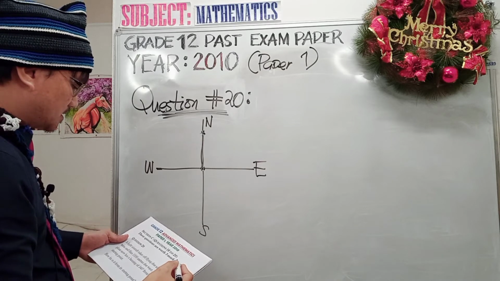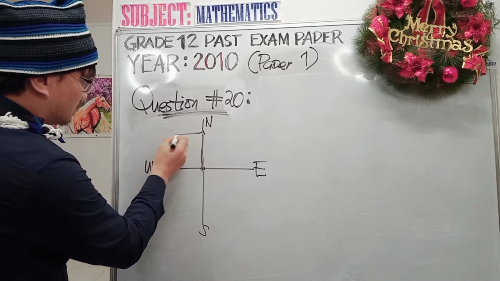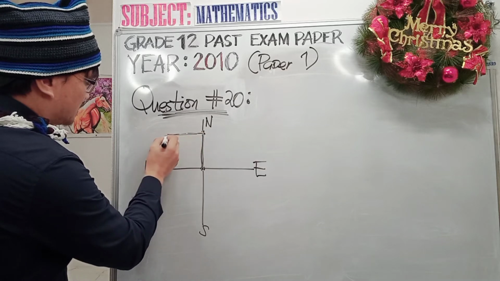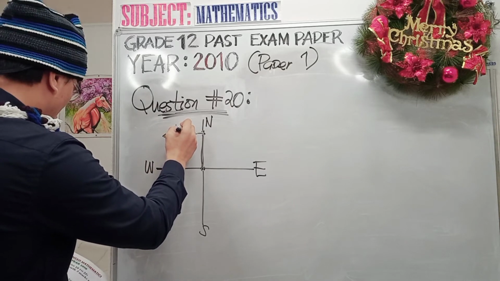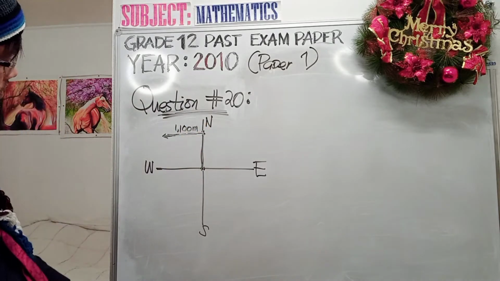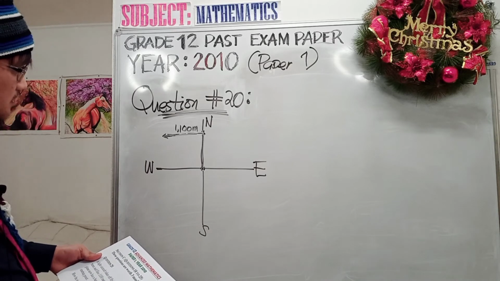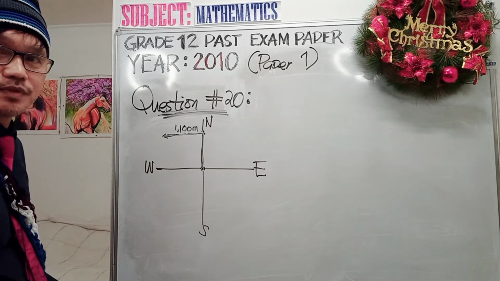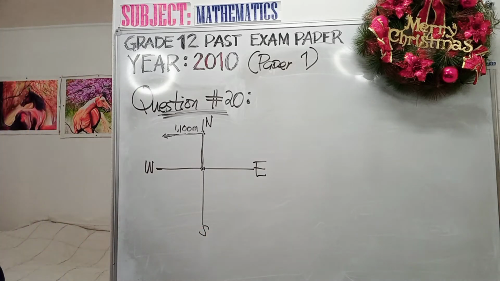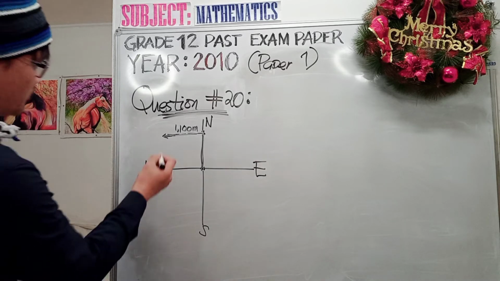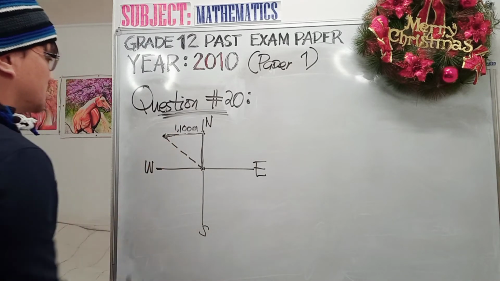Then it turns and flies 1,100 meters due west. So from there it turns west, and the distance is 1,100 meters. The plane now has a bearing of 340 from its starting point. If we connect this and draw the line, the plane is now here in this position.